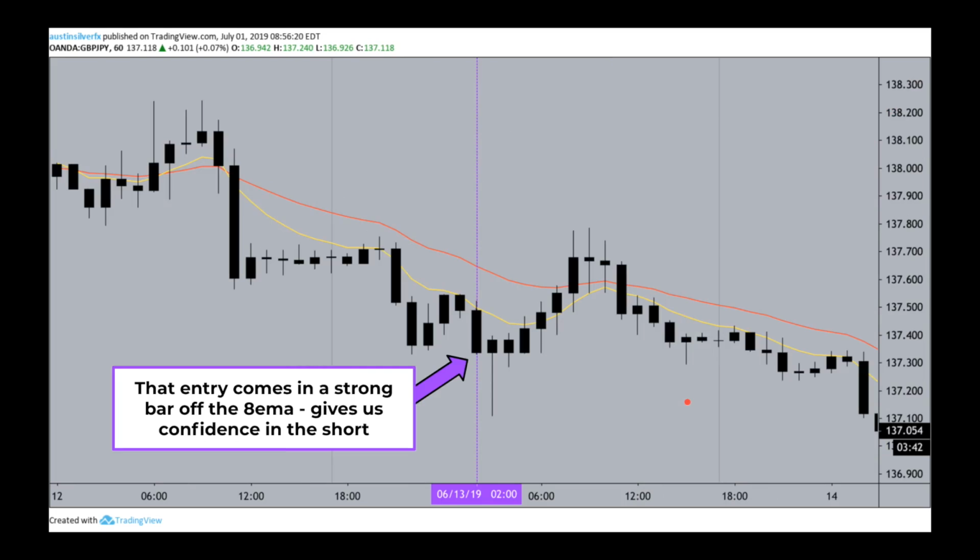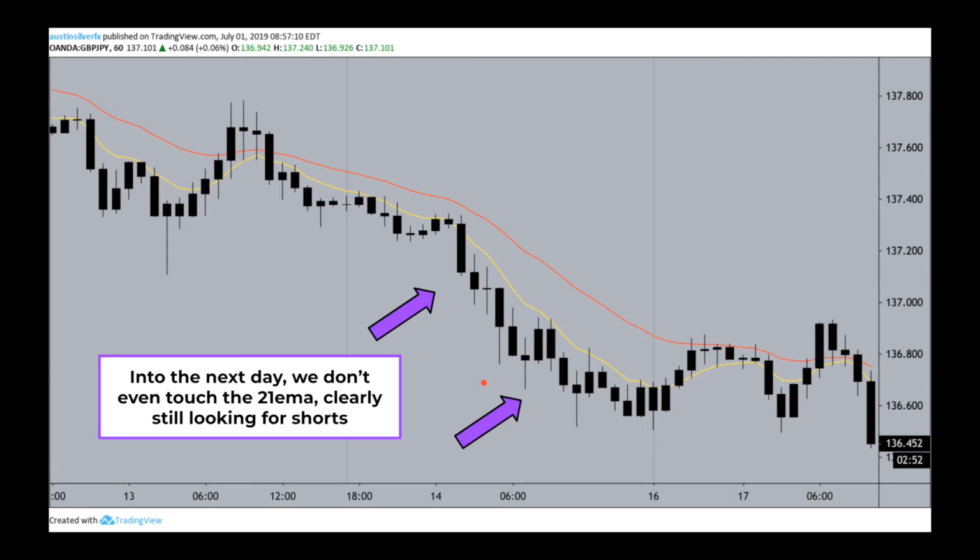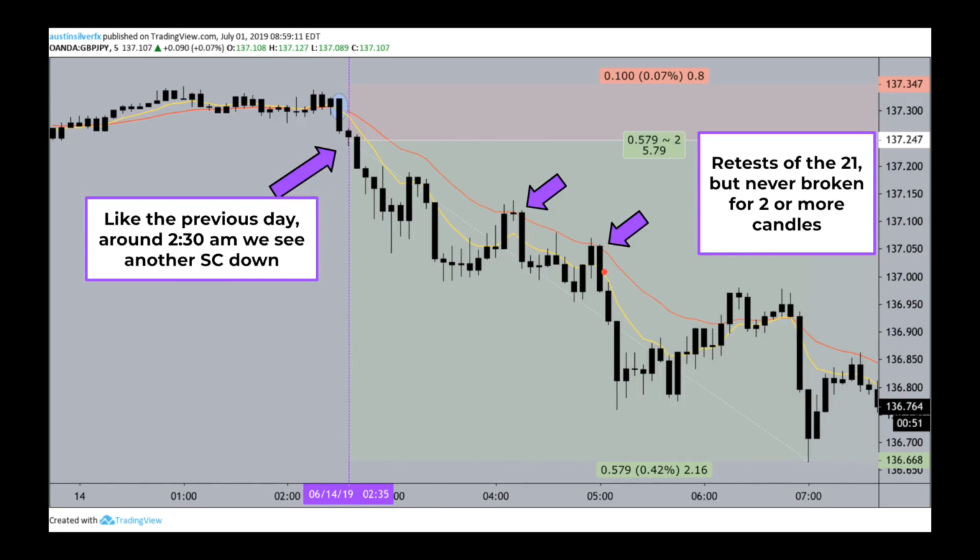2-to-1 was no problem. Here, again, on the 1-hour chart, I want to show you that entry comes in this strong bar off the 8 EMA. And notice, it shifted down the day before, creating the short bias, confirming the short bias, so you're only looking to take it short. And when you're coming off the 8 there, that's a great entry signal for us. So here, let's move into the 14th again. Into the next day, we don't even have it touch the 21 EMA.